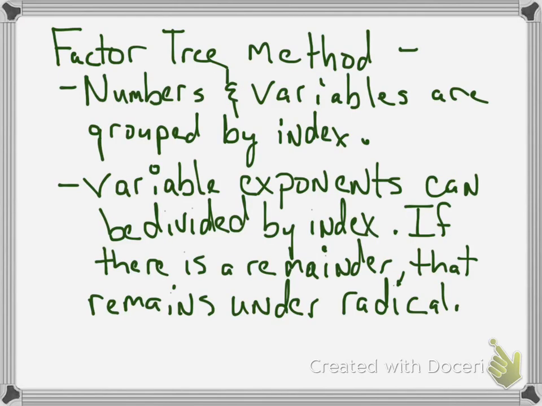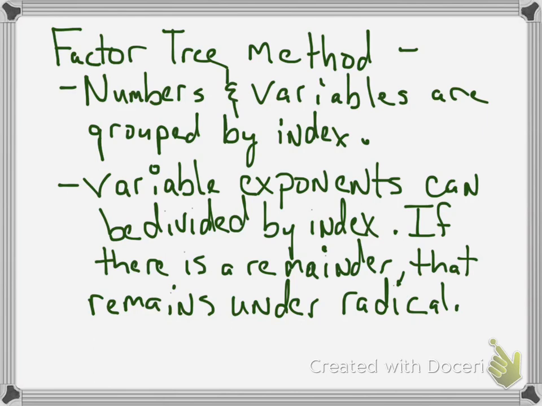Okay, so I'm going to use the factor tree method for this because I can give you cubes, squares, fourth roots, stuff like that. What that means is this: numbers and variables are going to be grouped by the index. If it's the cube root, third root, that means I'm going to group them in groups of 3. If it's the fourth root, I group them in groups of 4. The fifth root, I group them in groups of 5. Variable exponents can be divided by the index, but keep in mind that if there is a remainder, like it doesn't come out even, you need to know how to find that. I have a tendency to write them out. It means a little bit more work, but it's not that difficult.